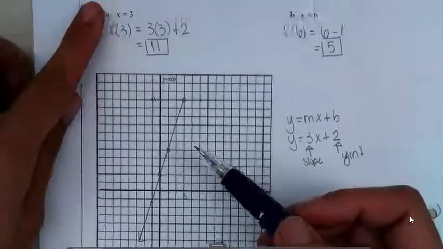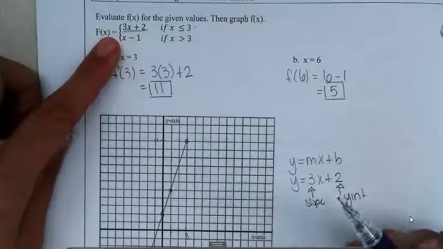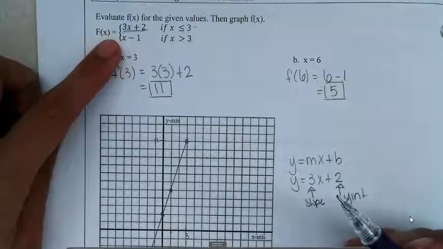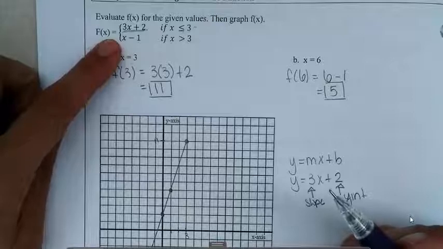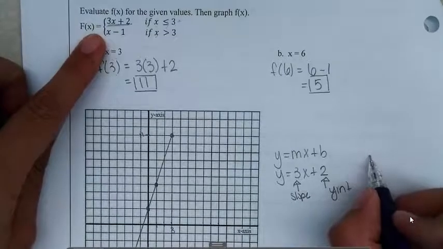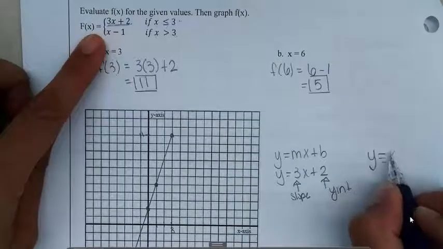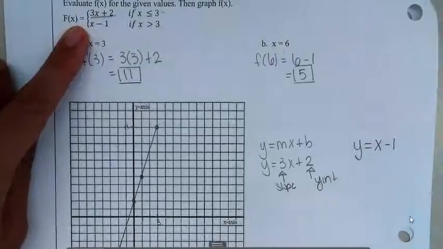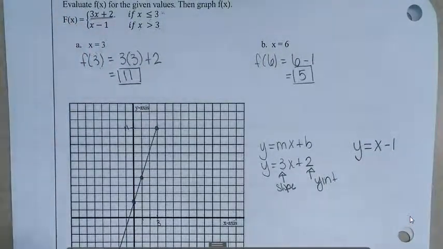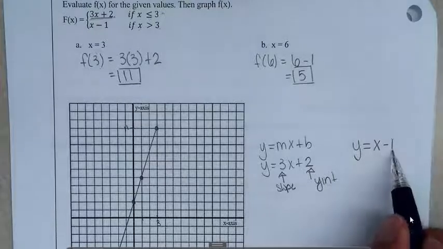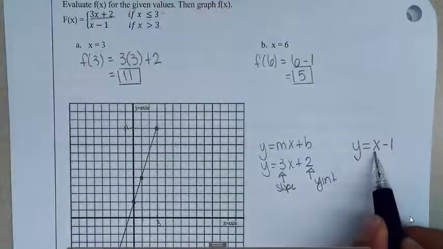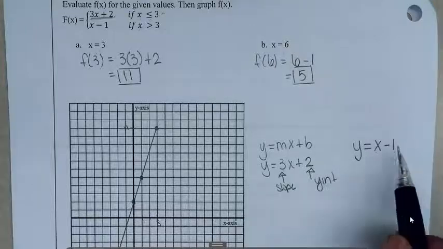So my second piece has a function of y equals x minus 1. Okay, so my second one is y equals x minus 1. So you may be saying, well, Ms. Frisk, this is going to be really easy. I know the y-intercept. I know my slope. Well, that's all great, but here's the problem.